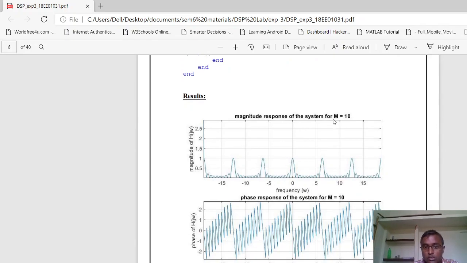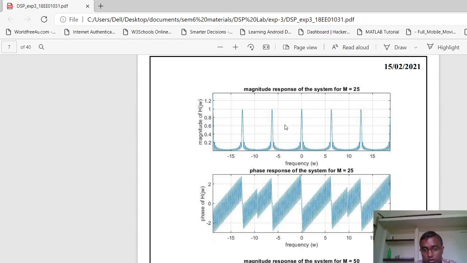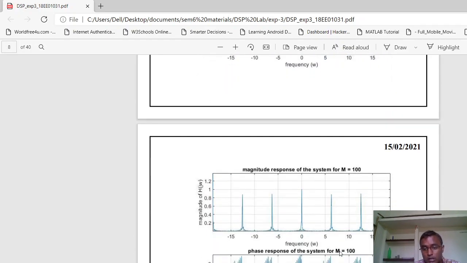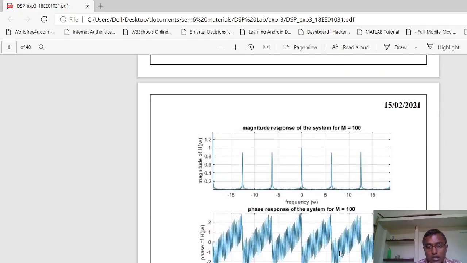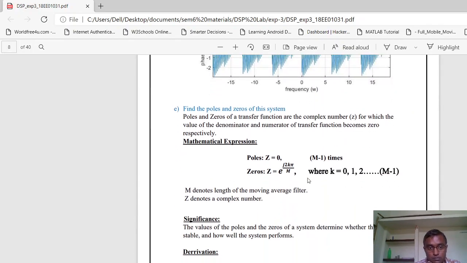This is the magnitude response for M equal to 10, then for M equal to 25, the magnitude response and phase response, then for M equal to 50, and then for M equal to 100. We can see that the magnitude response becomes more spiky as we increase M. So we can conclude that if we increase M, our filter becomes more frequency selective, meaning the quality factor is increasing.